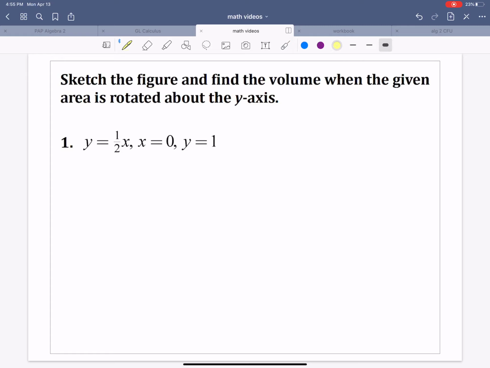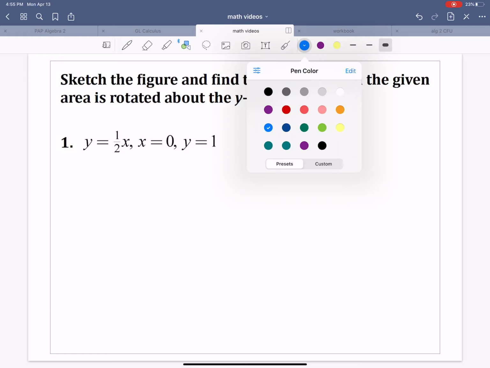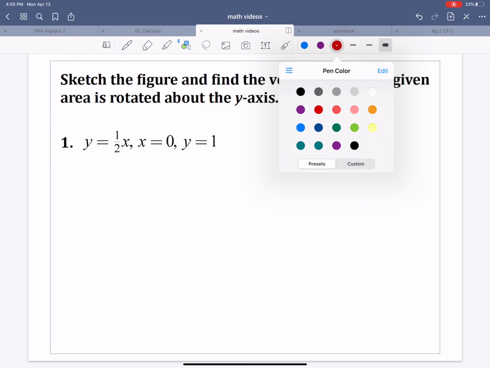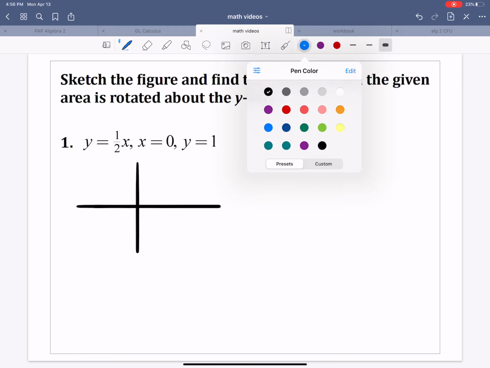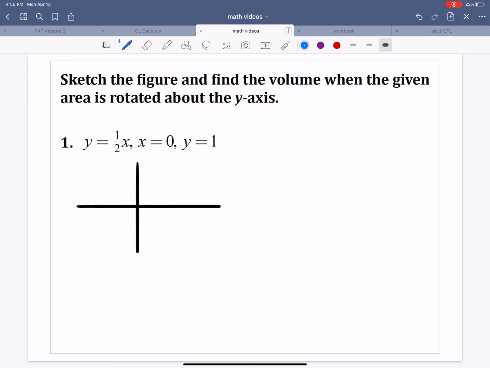Okay, so step number 1 is to draw a sketch of this graph. We're going to draw a graph of this function. So I have got y equals 1/2 x, a linear function. So that's going to be a line that looks something like this. x equals 0 is right here, and y equals 1 is right here. So what we have is a little right triangle here.